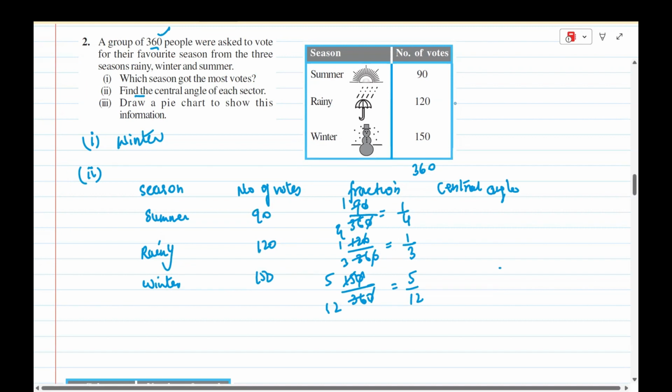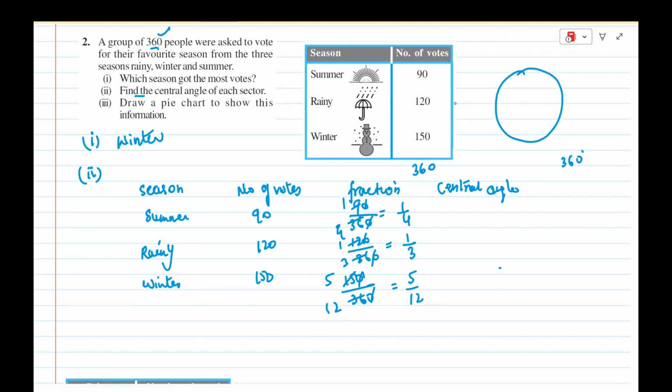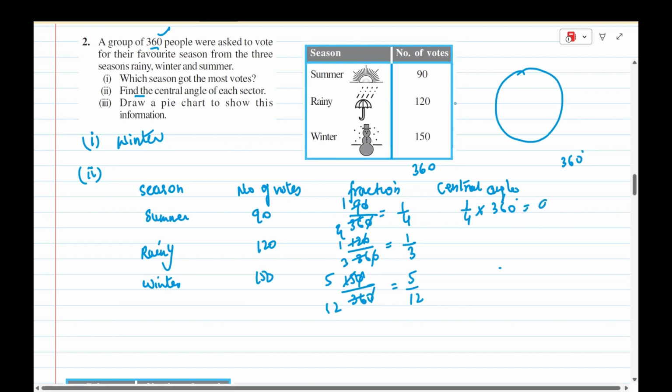Now here central angle means suppose I have one circle. The total measure of the circle is 360 degrees. So I need to find for this particular season how much angle they occupy. For that, I need to multiply the fraction with the total angle. And it is coming 4 ones are 4, 4 nines are 36, means 90 degrees. Next one, 1/3 into 360, which is 3 ones are 3, 3 twos are 6, 120 degrees.